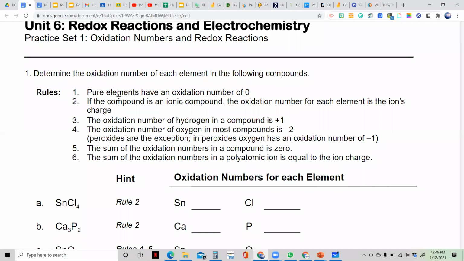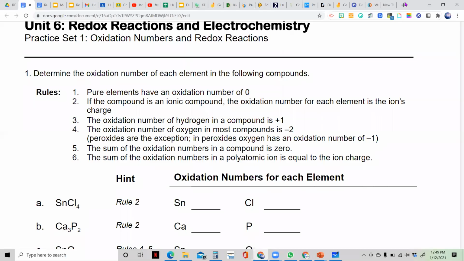The first rule says that pure elements have an oxidation number of 0. Why is it 0, ladies? Because remember, your oxidation number is assumed when it has entered into your ionic bond. Very good. Uncombined, right, very good. So if it's not combining with anything, it's not going to lose or gain. And so the number is 0. Lost none, gained none. So 0.